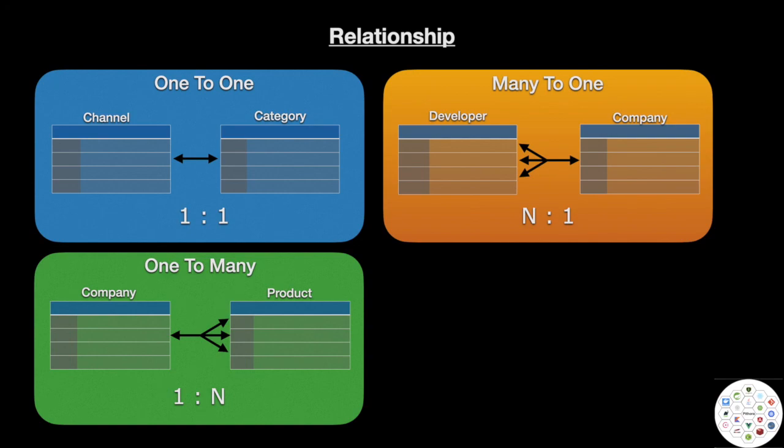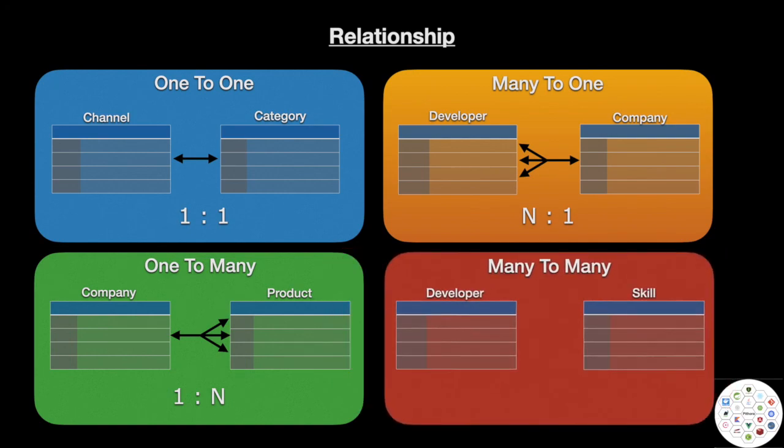And the last is many to many, where n number of records in the first table are connected with n number of records of the right table. So it is represented with n to n, which means n numbers of records of the first table can be connected with n number of records of the right table. For example, a developer can have multiple skills and multiple developers can have the same skills.